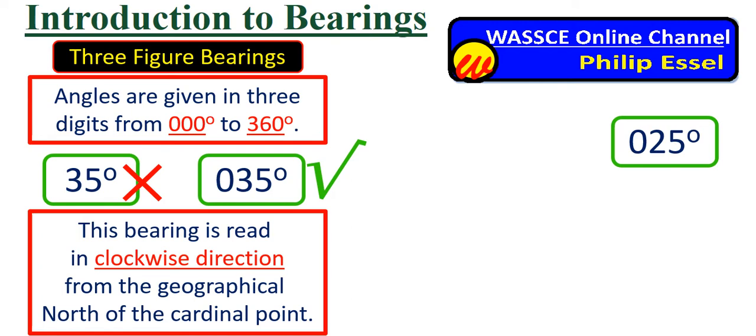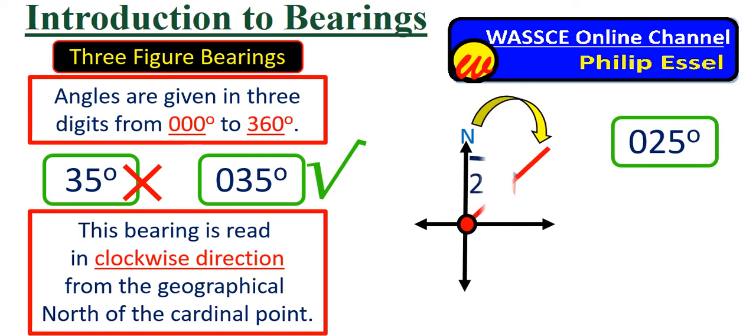First, we have to draw our cardinal point, showing just the geographical North Pole. We will then read from the North Pole in clockwise direction the angle 25 degrees. Our point B will be located at this position. We'll be looking at a lot more examples, but at this point, let's look at something else.